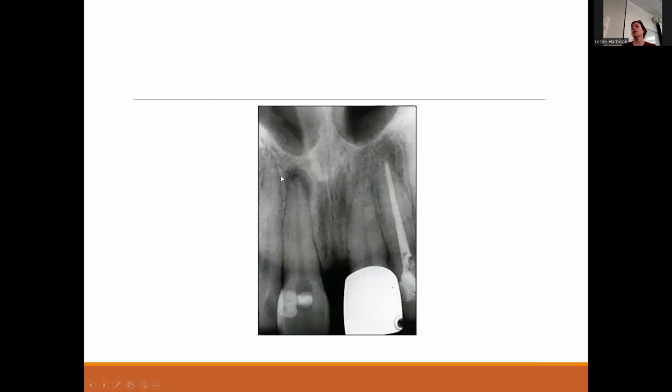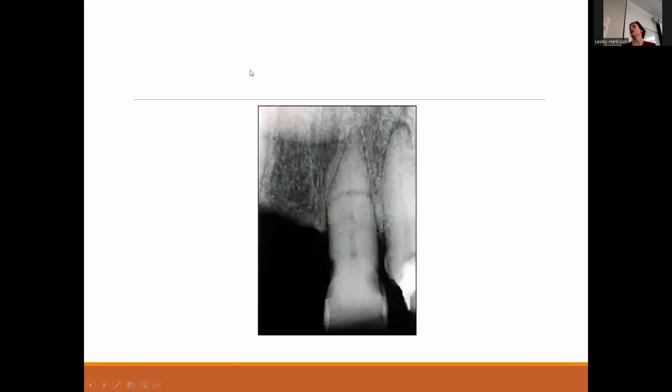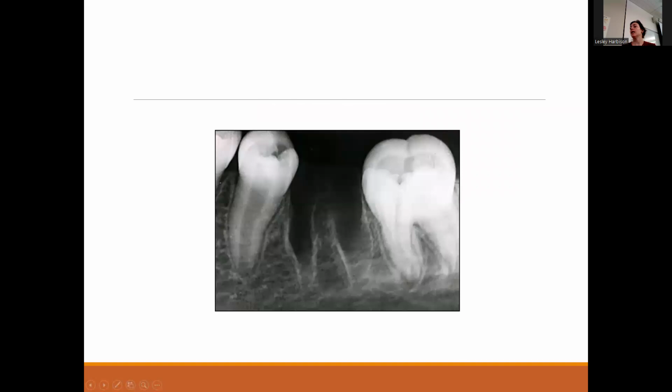Some more radiolucency here. I guess maybe there, but I don't know for sure, but definitely there. Sometimes radiographs are just poor quality and they're hard to tell. Here as well. Oh yeah, root fracture for sure. Yeah, thank you. There's a root fracture and a small abscess starting there.